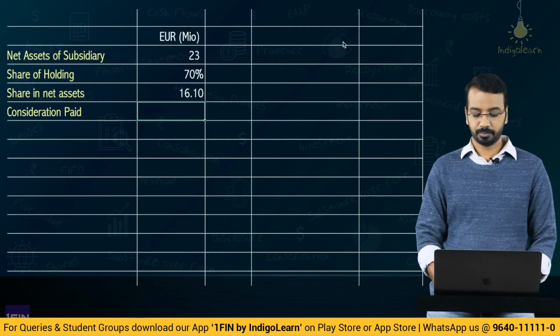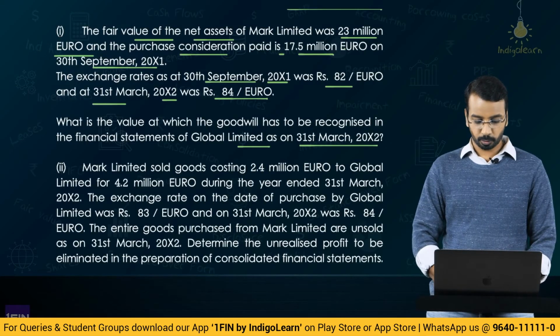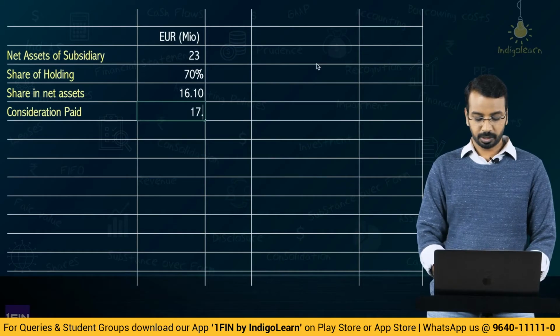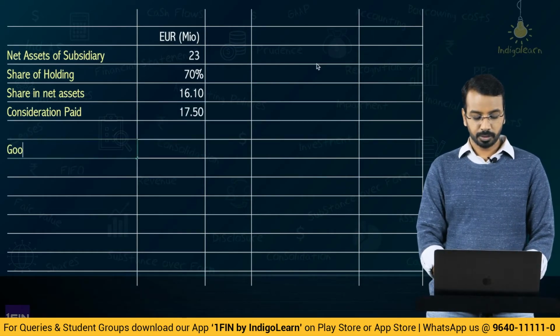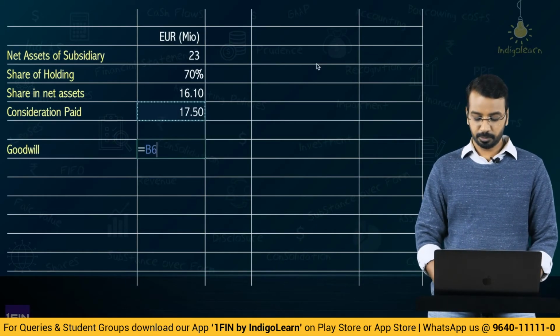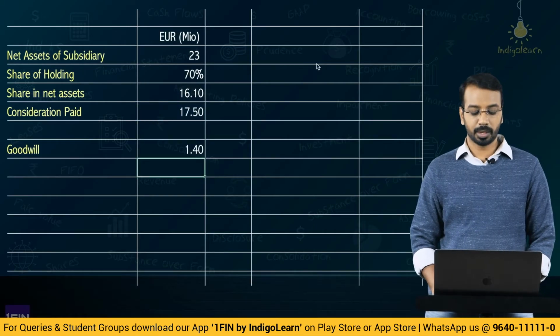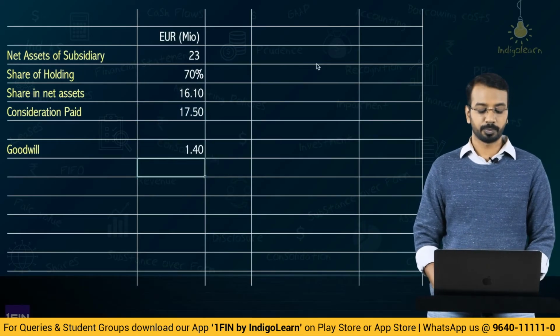Consideration paid is how much? Consideration paid is 17.5 billion. So, goodwill is 17.5 minus 16.1, that comes to 1.4. This is in euro. Okay.